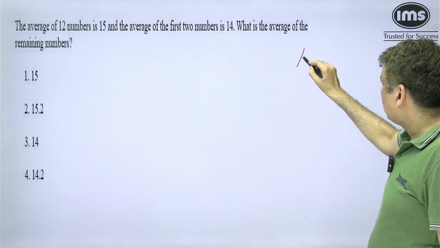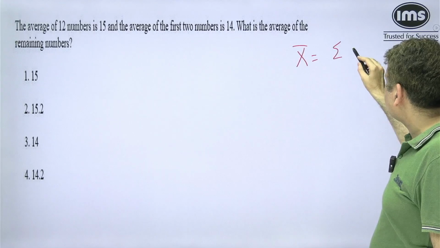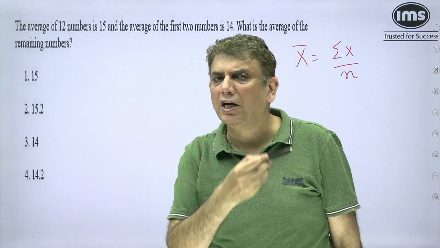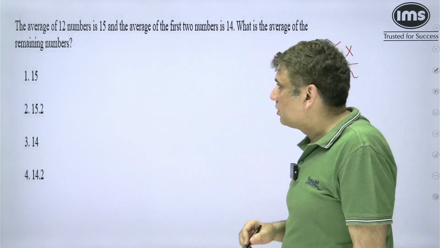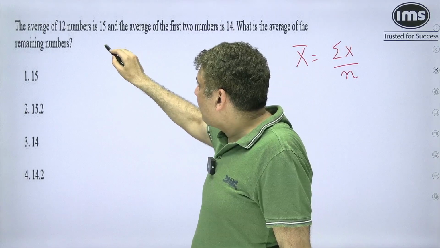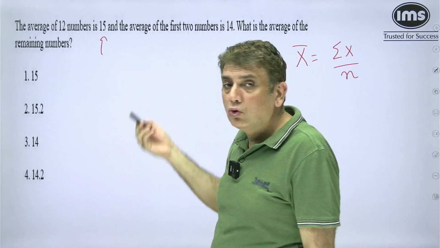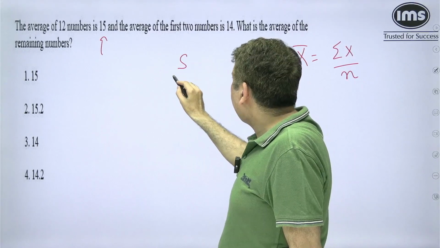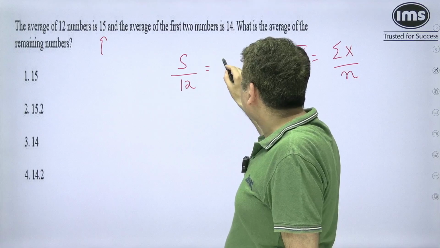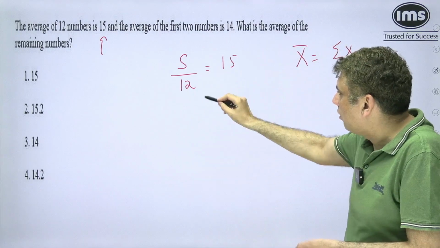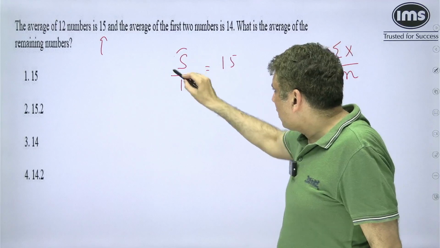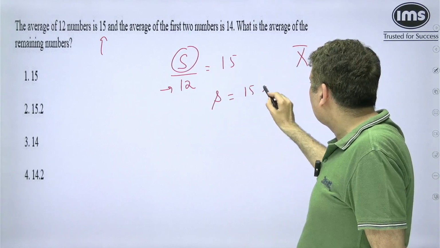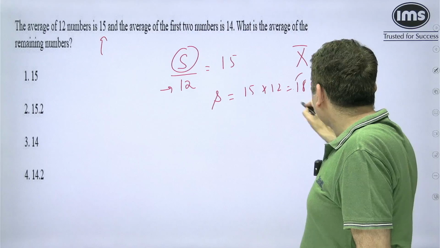So average, or rather mean, is sum of the numbers divided by total numbers. This is the basic formula of arithmetic mean or average. We have 12 numbers, right? And the average of them is 15. So let's say the sum of those 12 numbers is S. You divide by 12, you get average, and average is 15. This is the first condition. So the sum of the 12 numbers becomes 15 into 12, which is 180. This is the first step.